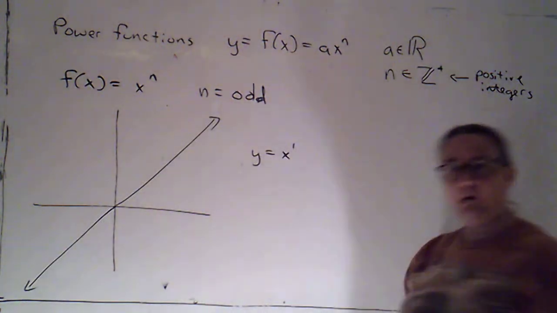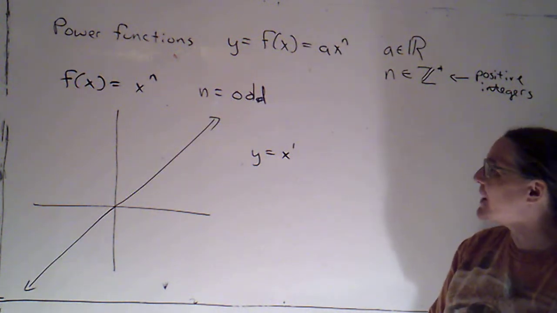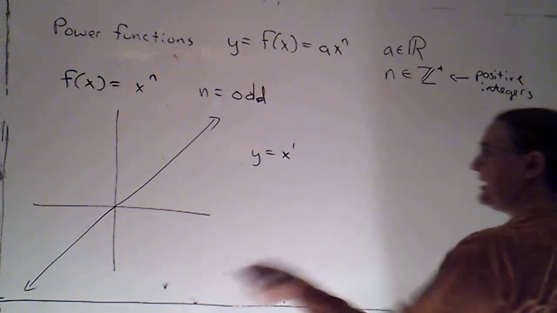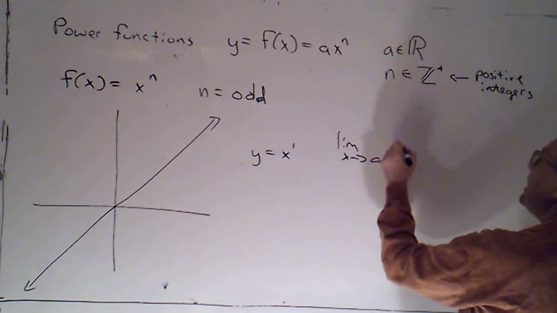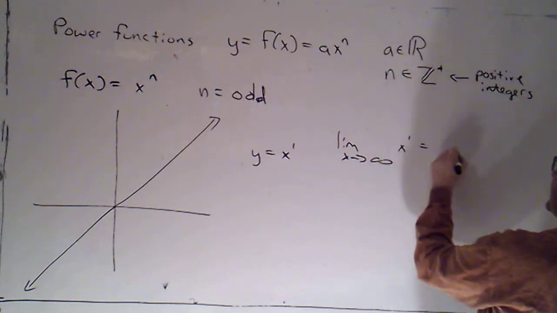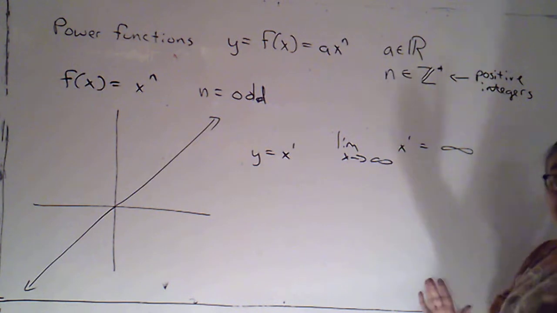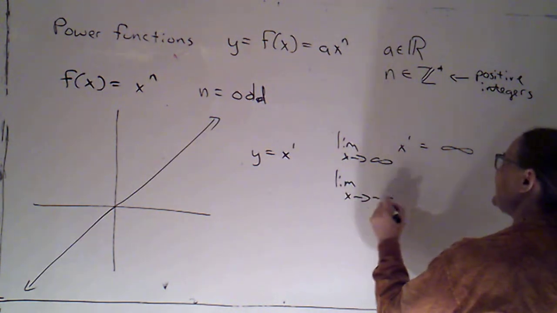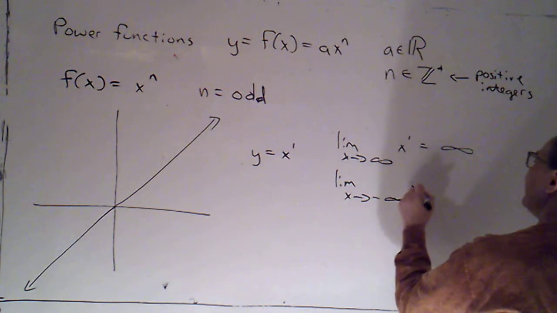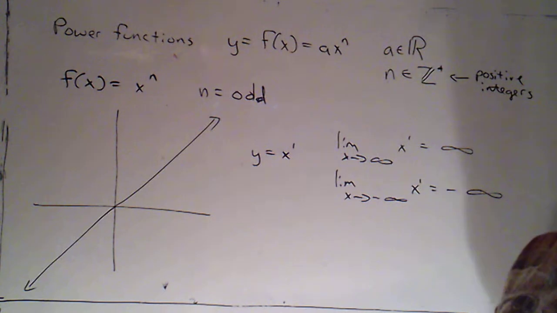This is the only power function we're going to have that doesn't curve in some way, shape, or form, but that certainly counts. And just looking at that graph, I can see the limit as x goes to infinity of x to the first is infinity, because here the x and y values are the same, so they've got to be doing the same thing. And so the limit as x goes to negative infinity of x to the first is negative infinity.